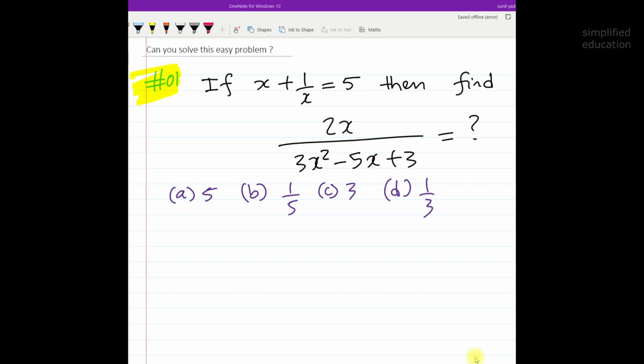Hello everyone, can you solve this easy problem? The question says you have x plus 1 over x is equal to 5 and you want to find the value of this expression 2x over 3x square minus 5x plus 3.